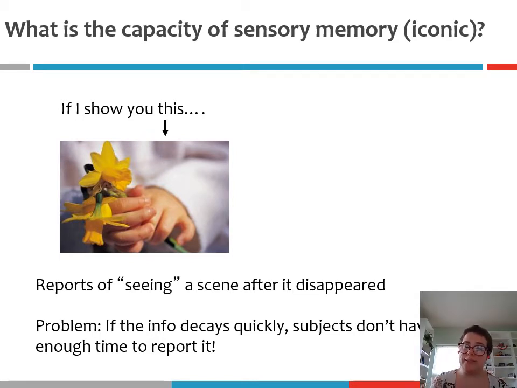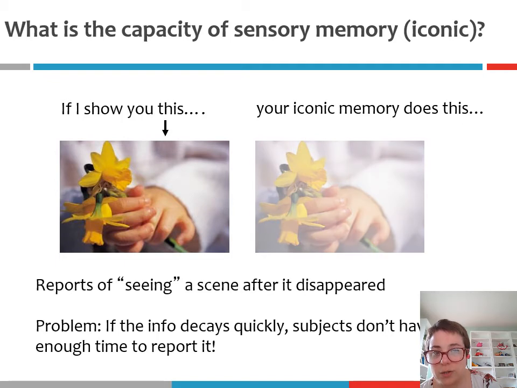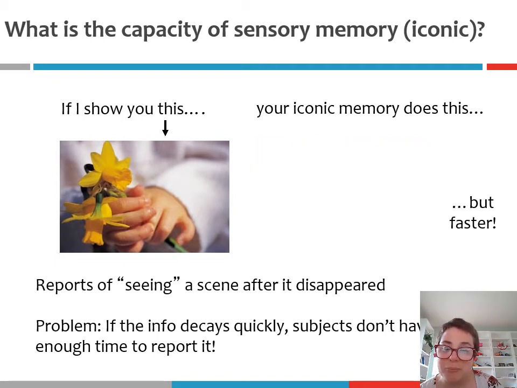So essentially what Sperling conjectured is that when we see an image, right? So if I were to show you this image of a flower, what you see in your iconic memory is that, but faster, right? So essentially you see the image in its entirety, but it decays or disappears so rapidly that you're not able to adequately report what you saw because there's not enough time, right?